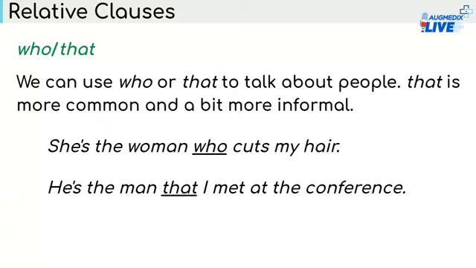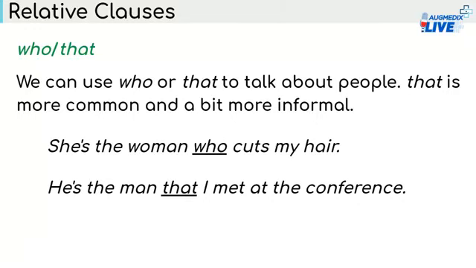Follow this. So who and that are relative clauses, and how exactly are we using them? We can use who or that to talk about people. That is more common and a bit more informal. She's the woman who cuts my hair. So here you're talking about a woman, and you need to come up with an important piece of information about this woman, right? So how do you do so? You do so with the help of a relative clause, and you form the relative clause with the help of a relative pronoun, which in this case is who. So she's the woman who cuts my hair.